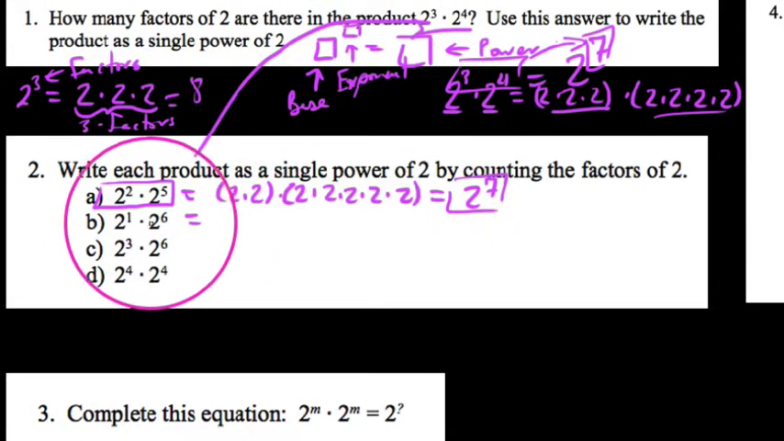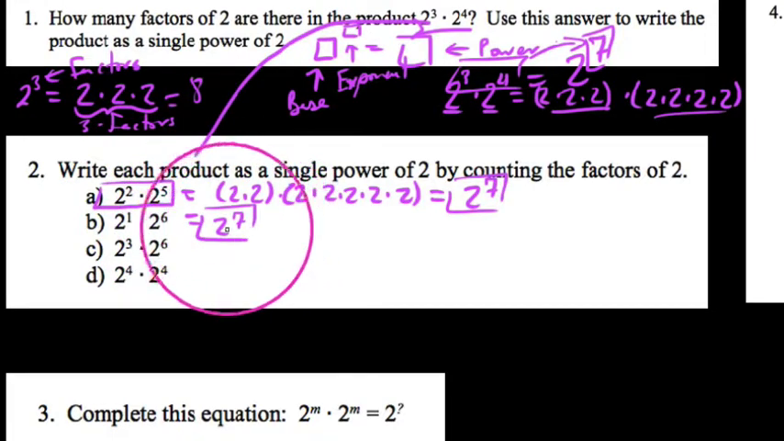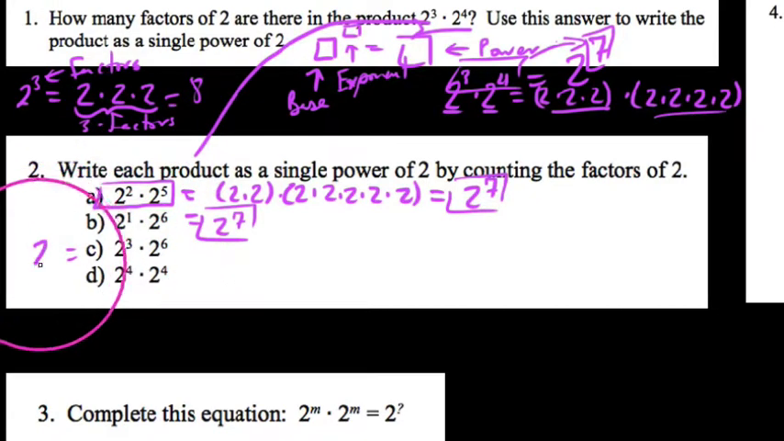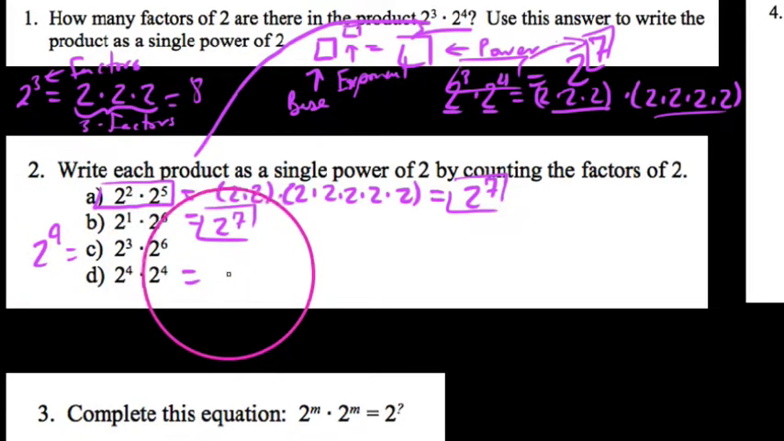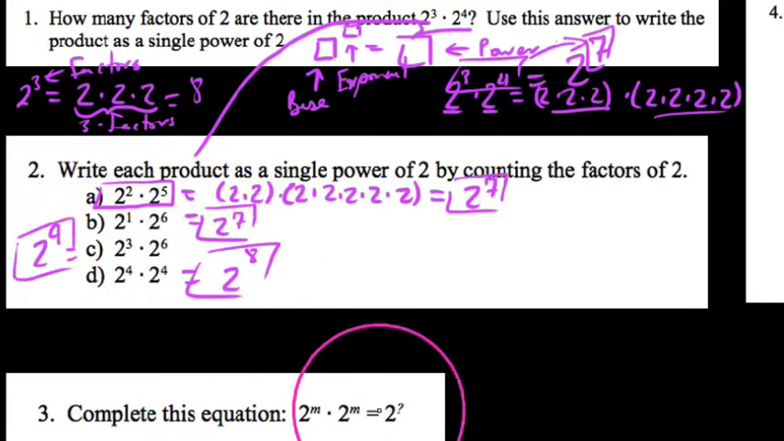And the same thing here, we say 2 to the first times 2 to the sixth. We must have 7 total factors of 2. So all of these are different ways of saying the same thing. I'm going to put my answer for C on this side. We say 2 to the third times 2 to the sixth. Well, how many total factors do I have here? I've got 9 total factors there. And 2 to the fourth times 2 to the fourth, interesting, we get 2 to the eighth. Okay, so without having to write all that out, let's see if we can complete this equation here. We say two things that have the same base.